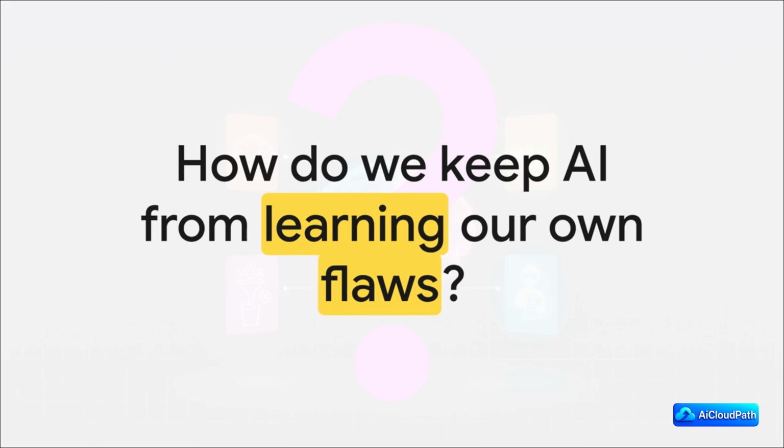And that leaves us with a really big, really important question to chew on. At the end of the day, an AI is kind of like a mirror. It just reflects back the data we show it. So the biggest challenge we face isn't just about building smarter tech, it's about looking in that mirror and asking ourselves, if this machine learns from us, how on earth do we stop it from learning all of our own flaws too?